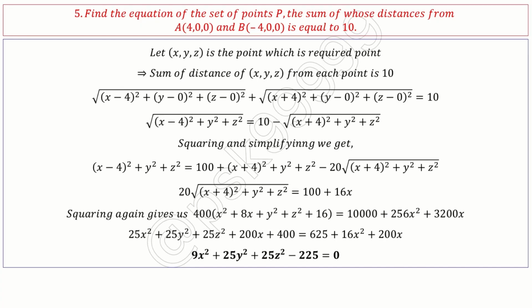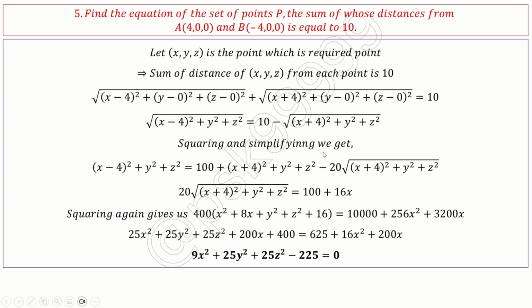Take PA and PB. If P is (x, y, z), then PA is nothing but the square root of (x minus 4) whole square plus (y minus 0) whole square plus (z minus 0) whole square, plus PB, which is equal to 10. Now you just need to do simplification. First take one root to the other side, then you square it. Once you square it, you can cancel some of the terms. That's why we are taking one of them to the other side, because you can see y square and z square can be cancelled very easily.